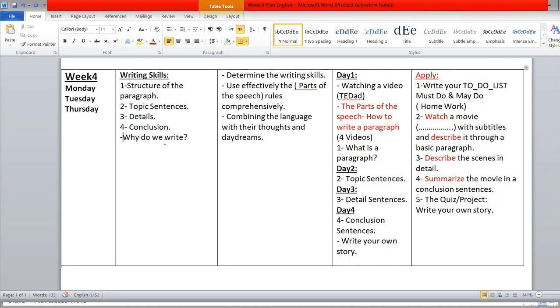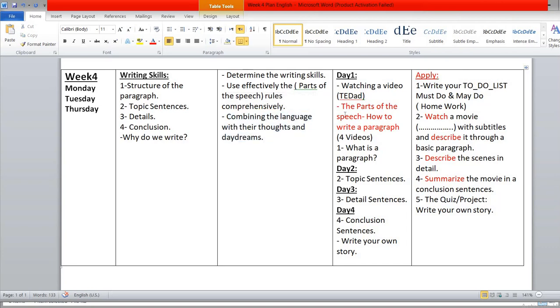Of course, we need to know why we write. If we finish the writing skills, you would be able to determine the writing skills and use effectively the parts of speech rules. Of course, you're going to use them comprehensively, effectively, and accurately. You could combine the language with your thoughts and your dreams. If you can express your feelings, you're going to be able to express them through a comprehensive paragraph or a piece of paper that you feel satisfied after finishing.